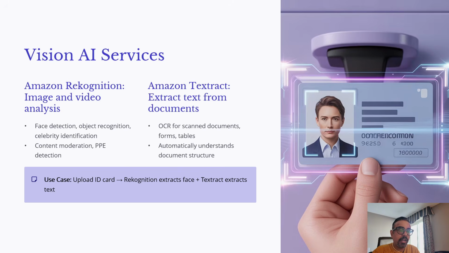A real world use case would be: upload an ID card, and you get the complete picture. Rekognition extracts and verifies the face for identity verification, while Textract simultaneously extracts all the text like name, address, ID number, and expiration date. This combination powers KYC systems in banking applications and identity verification workflows.